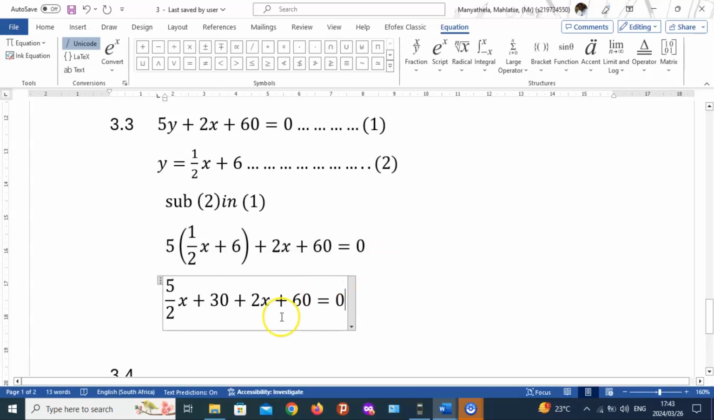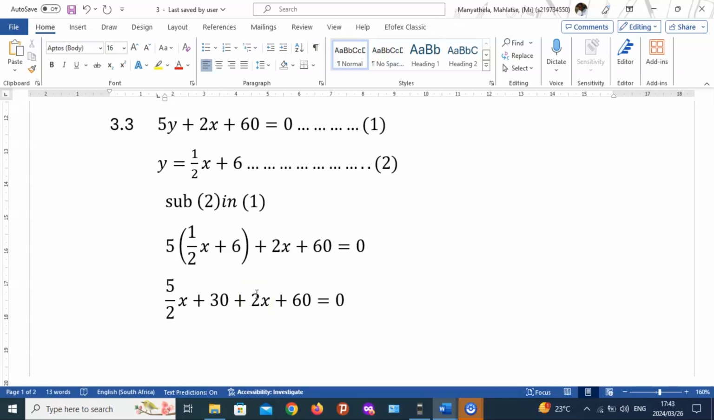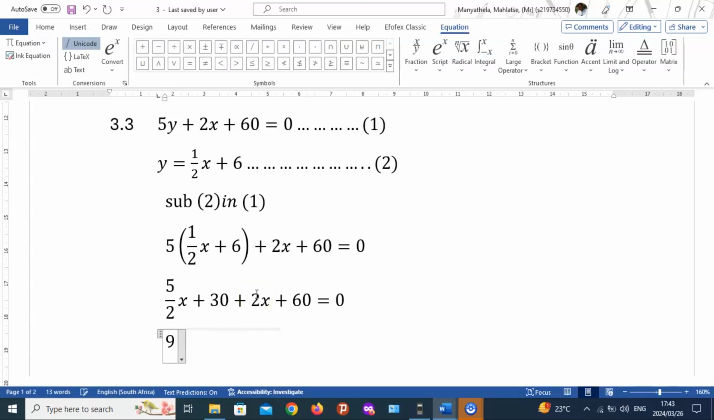Let's collect the like terms. 5 over 2x plus 2x will give us 9 over 2x. We'll have 9 over 2x plus 30 plus 60, which will give us 90, equal to 0. So what I want to do here, I want to transpose 90 across. It was 90. When it crosses over, it changes the sign from being positive to being negative.